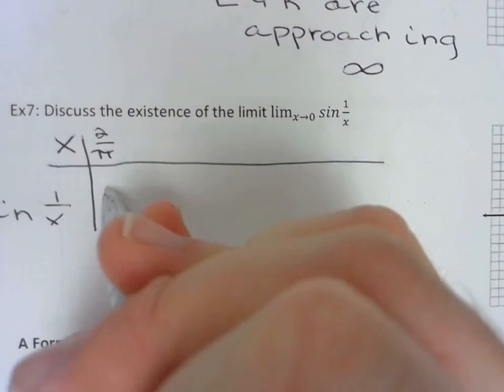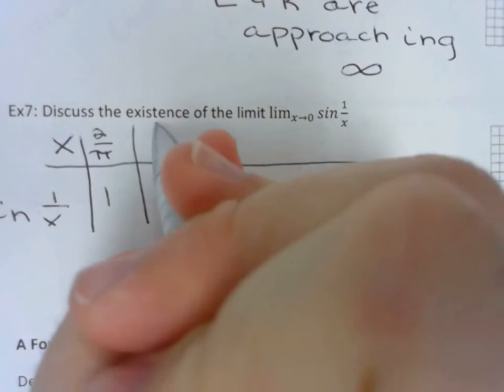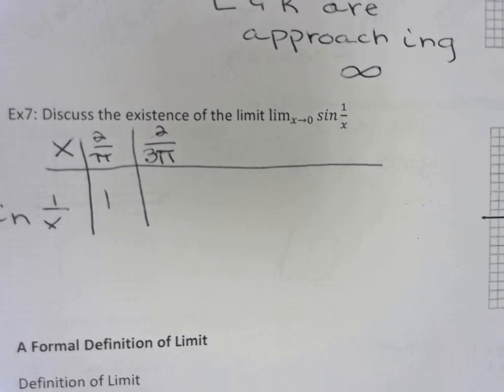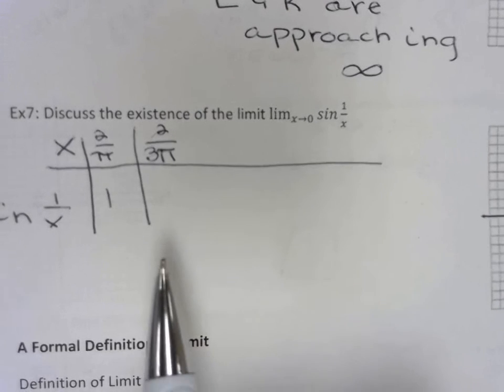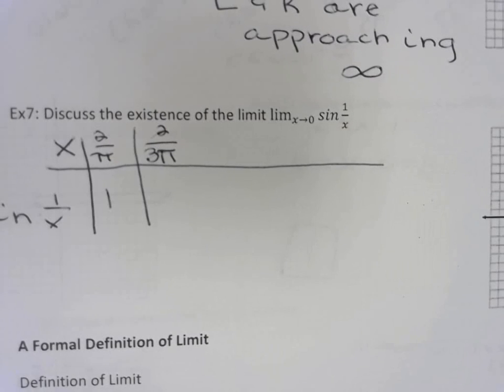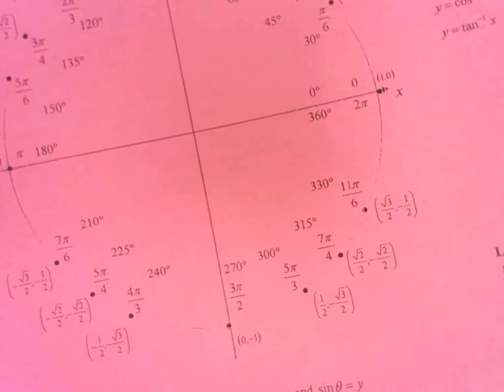So that's just 1. The next one I'm going to check is 2 over 3 pi. Now you'll notice my x values are approaching 0, so if you actually divide them out, it's easier to see that I'm approaching 0. 2 over 3 pi, which if I do 1 over 2 over 3 pi is the same as 3 pi over 2 because I flip it. So 3 pi over 2, sine of 3 pi over 2 is -1.